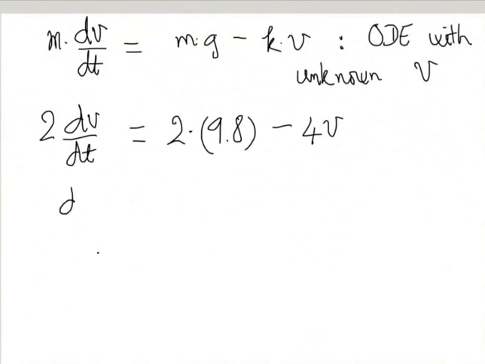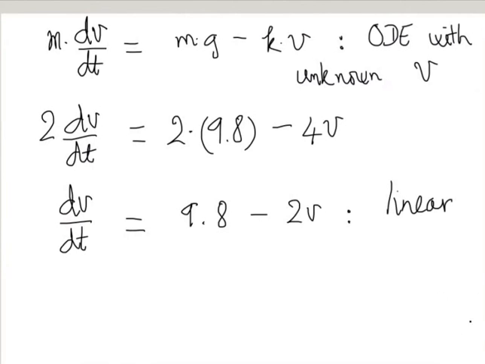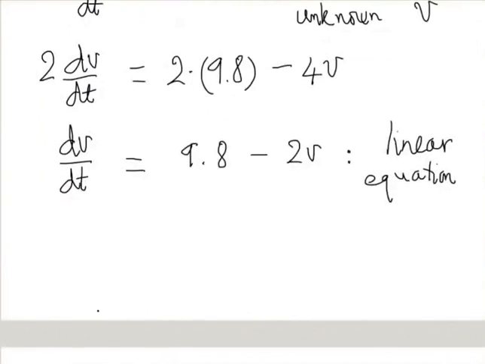Now, as usual, we should solve for the derivative, and then we will determine what type of equation we have. Dividing everything by 2, we have 9.8 minus 2v on this side. What kind of equation is this? It is a linear equation because we can rewrite the equation in the form dv/dt plus 2v equal to 9.8.